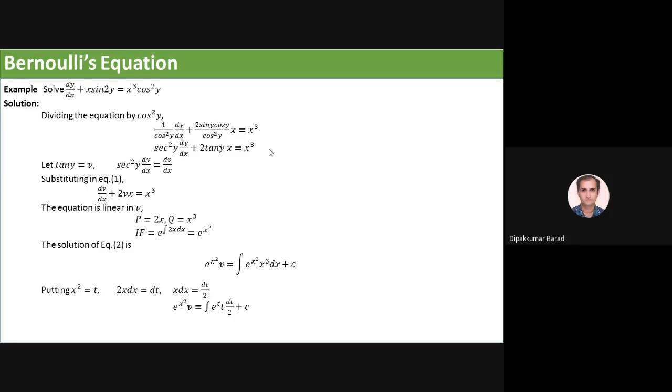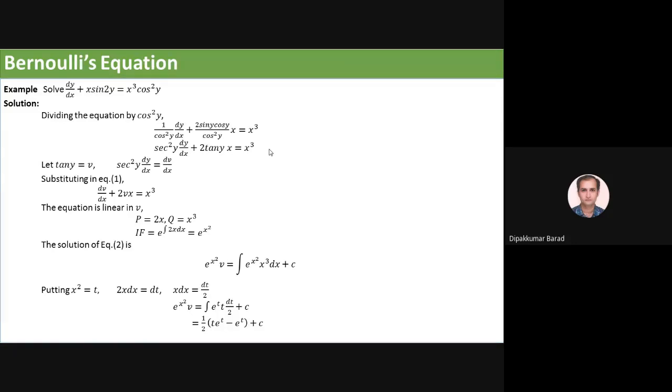So this is e^t into t/2 dt, or 1/2 we can take common, and then e^t into t, which we can integrate by using integration by parts. So t into the integration of e^t as it is, minus the integration of the derivative of t, which is 1, times the integration of e^t, which is e^t again. So I get 1/2 [t e^t - e^t] + c.